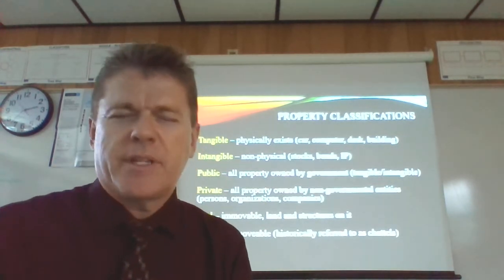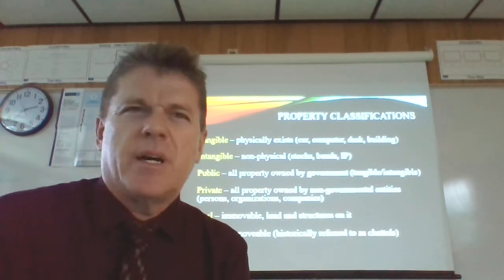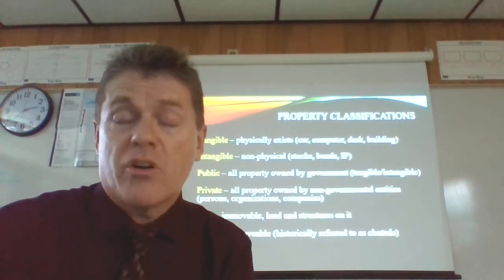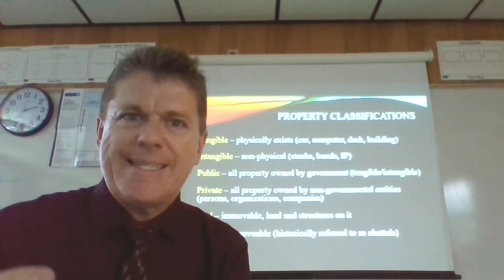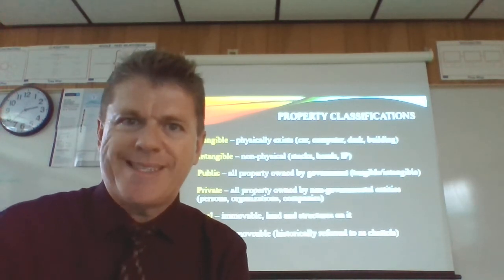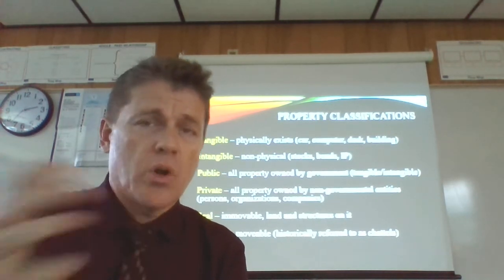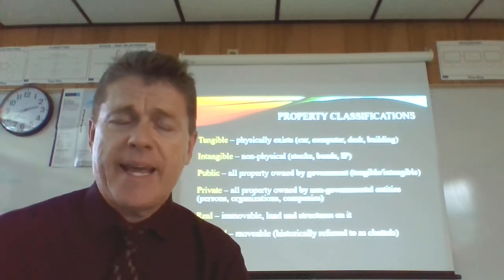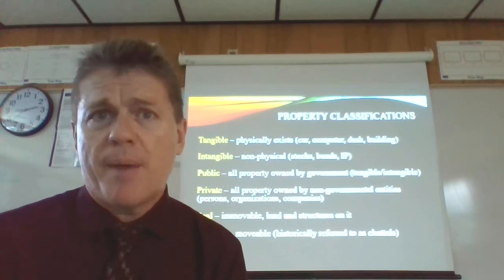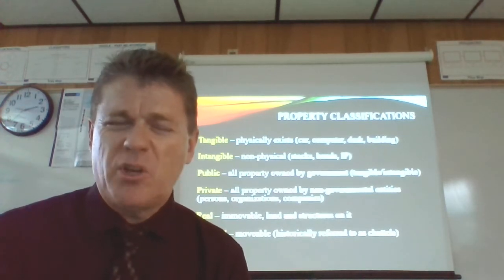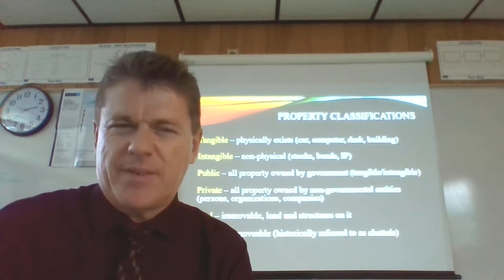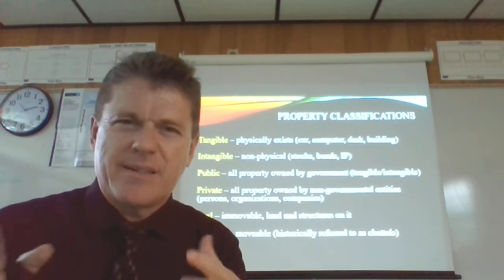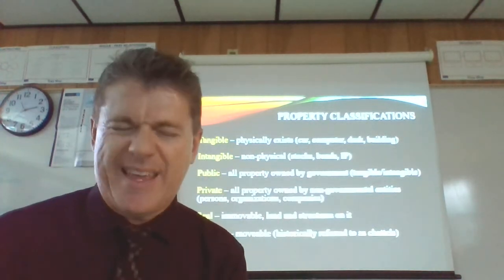When we talk about different types of property classifications, there's tangible, which obviously is things that are physically existing in this world that you can touch, see, feel. So a car, a computer, a desk, a building, all that stuff is tangible. Intangible are non-physical things, so intellectual property, stocks, bonds. You might have paper, like evidence of a stock or a bond or IP, but the idea of a patent, that's an intangible thing. It just is out there, the idea of it.